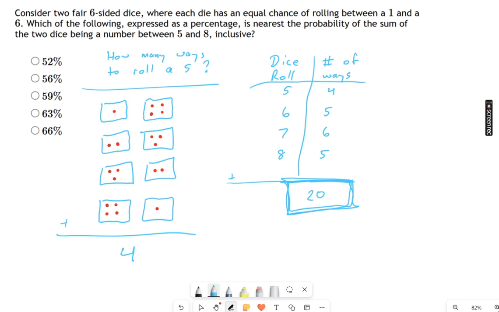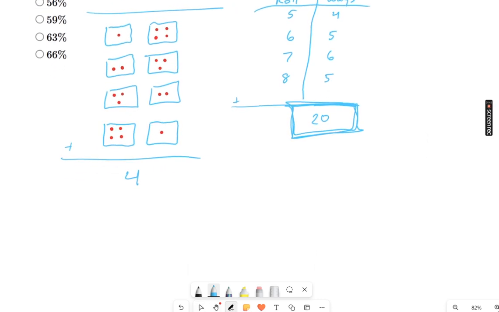But the question is, out of how many dice rolls are there possible? Okay, so total number of dice rolls, that's a different idea. Total possibilities, well, we could sit here for a while and count them out, which might not be a bad exercise. You start with a 1 on one die. How many possible rolls are there on the other die?